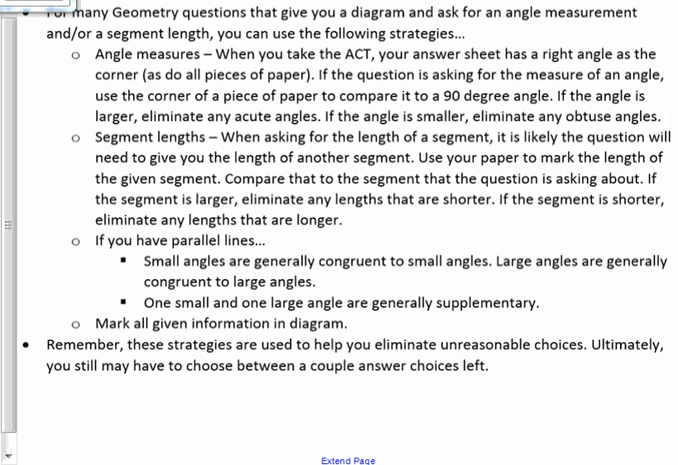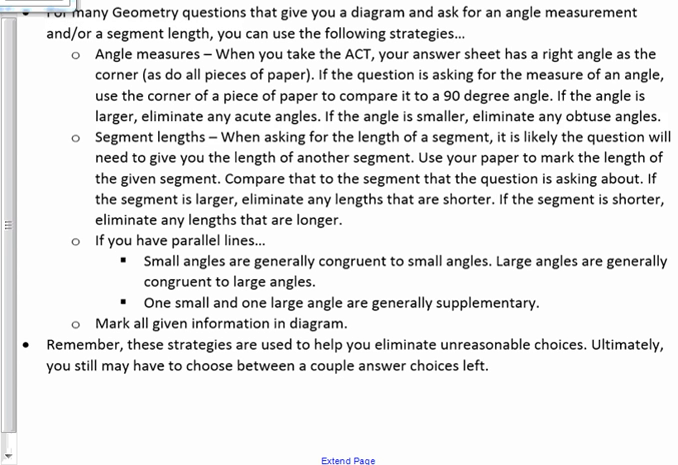So for angle measures, we can determine if an angle is 90 degrees by using a corner of your Scantron on the ACT. And if you put that directly in the angle that you're looking for, and it matches up perfectly, you know you're talking about a 90-degree angle. If it's less than that, it's an acute angle. If it's more than that, it's an obtuse angle. And you can really do a lot of process of elimination that way, just by kind of eyeballing what that angle measure may be.